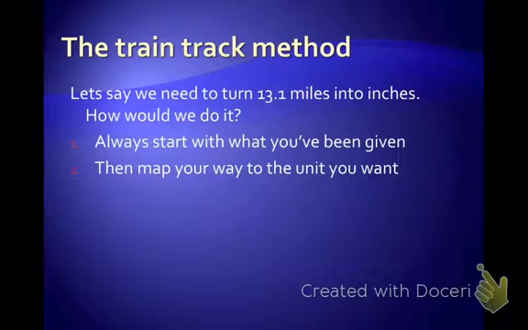Now, if you're having a hard time converting methods, we have this thing called the train track method. It's going to help us out. It's going to make our life a little bit easier. So let me walk you through this.